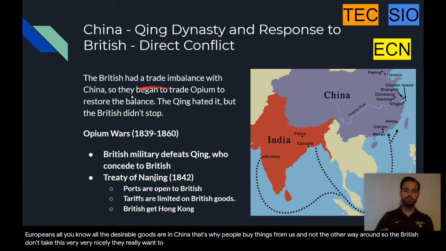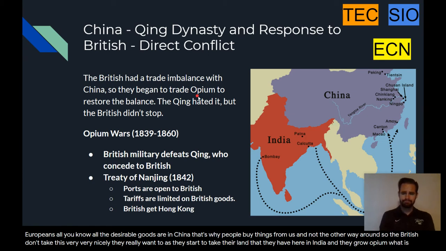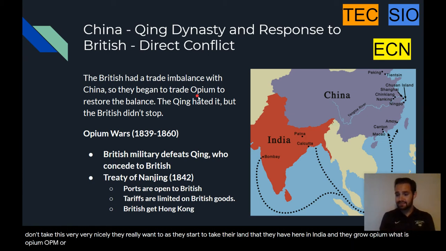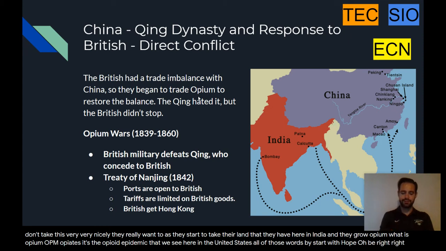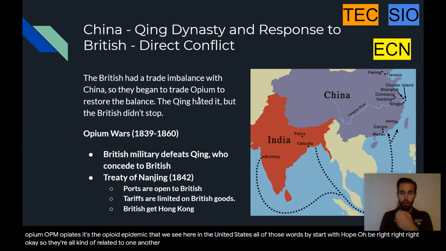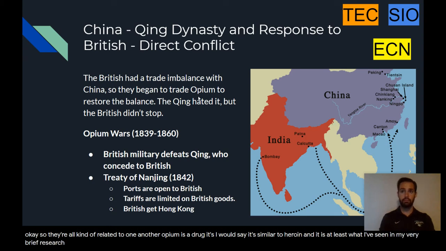So what they start to do is they start to take their land that they have here in India and they grow opium. What is opium? Opiates, the opioid epidemic that we see here in the United States. All of those words start with opi, right? Okay, so they're all kind of related to one another. Opium is a drug. I would say it's similar to heroin, at least from what I've seen in my very brief research online. So it's highly addictive.